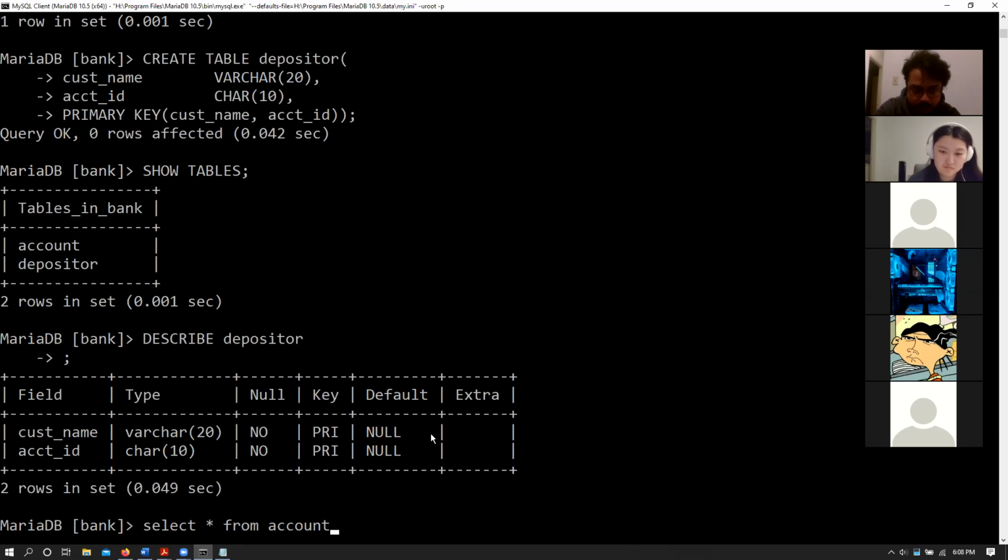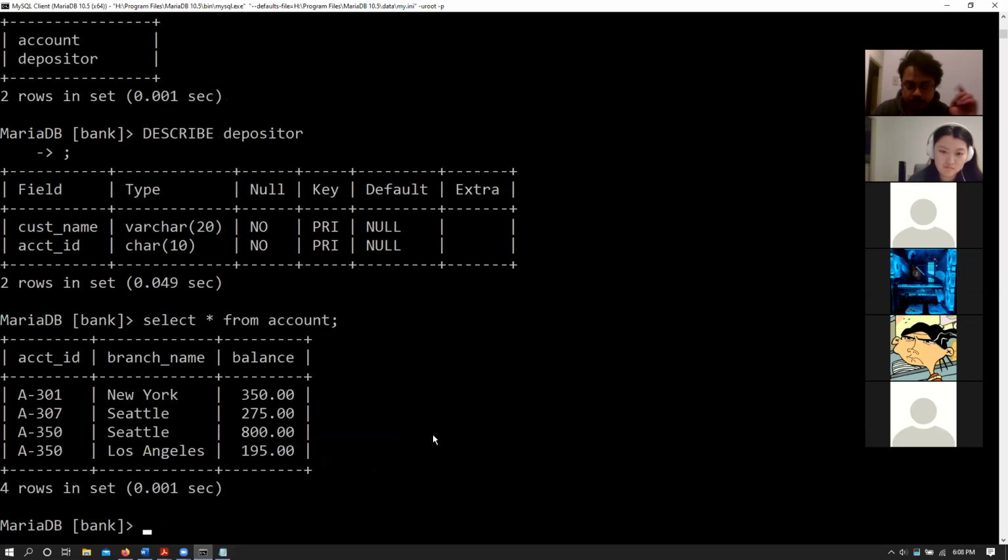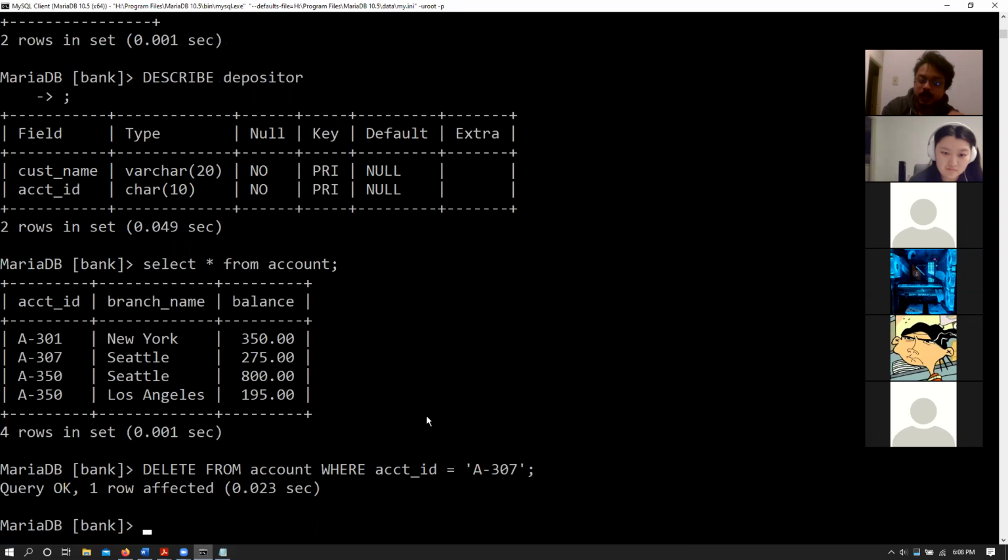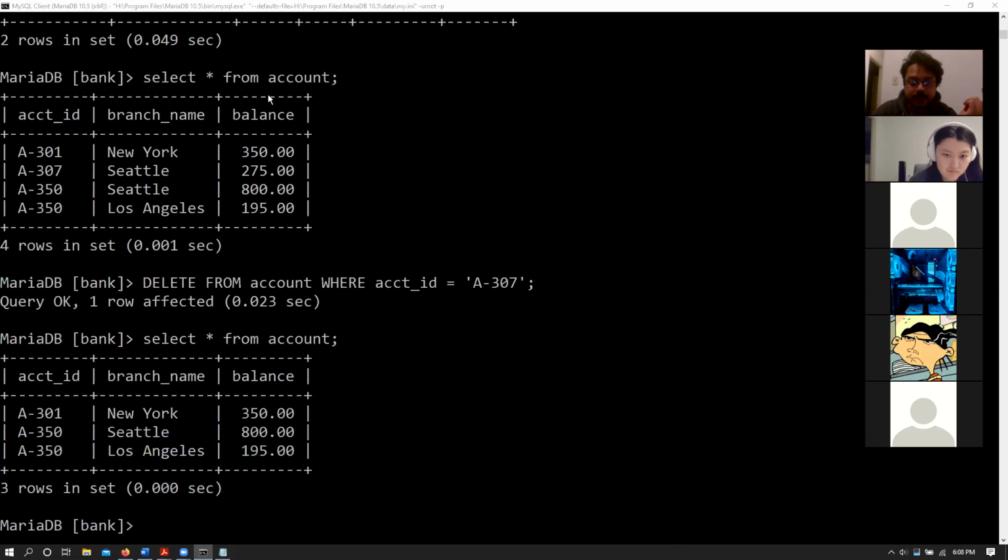So if I did that, from account, that is your particular account right now with A307 as the account. If I say delete from account where account ID is 307, it says one row affected. And if I do it again, I see that my A307 account has been deleted, right? Because that is where account ID is 307.